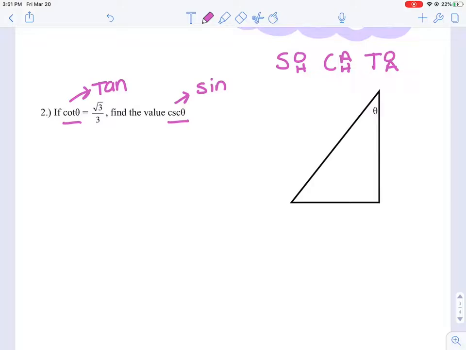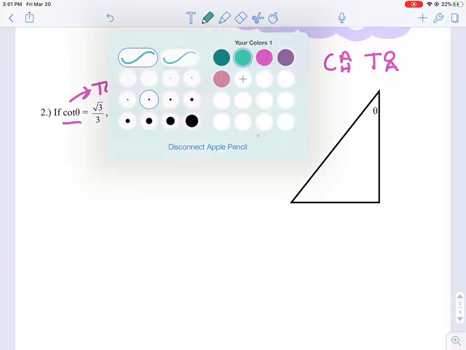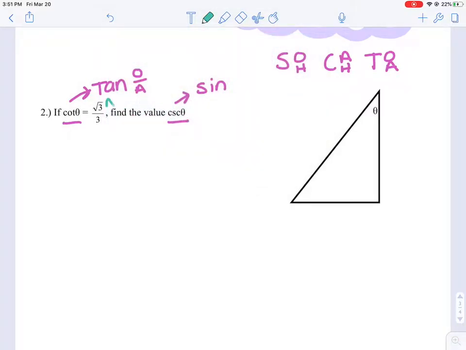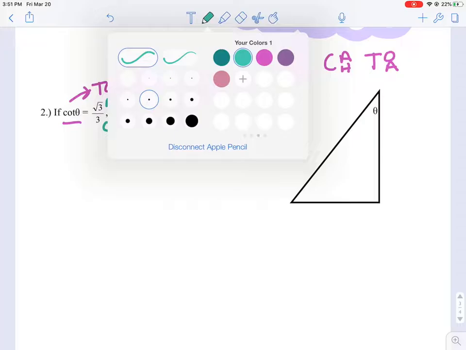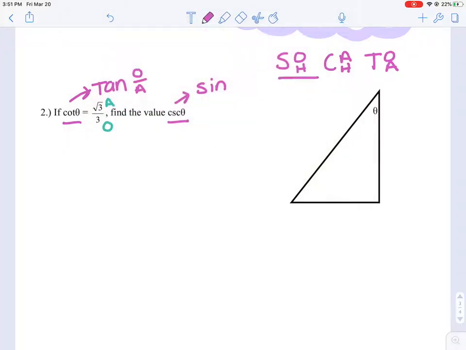So tangent is opposite over adjacent. So that means cotangent is really my adjacent over my opposite. Sine is really opposite over hypotenuse. So cosecant, and what they want me to ultimately find, is my hypotenuse over opposite. Okay, let's start labeling what I can on my triangle.